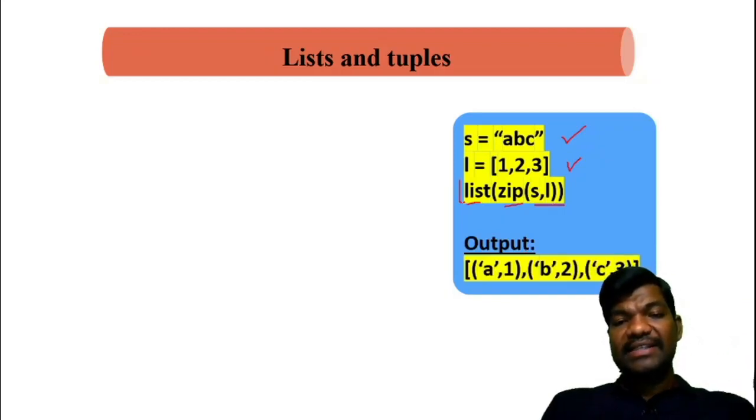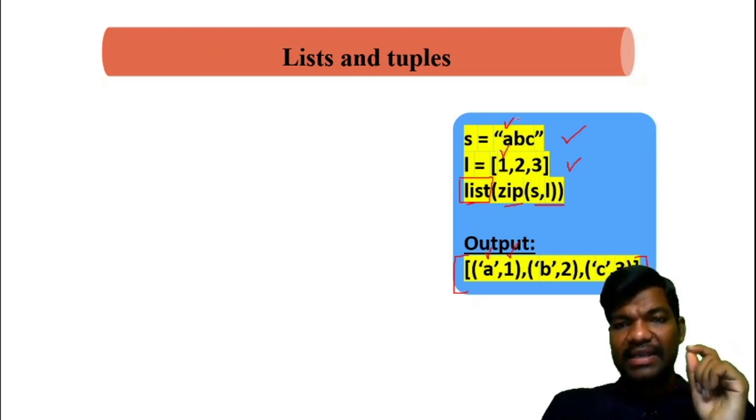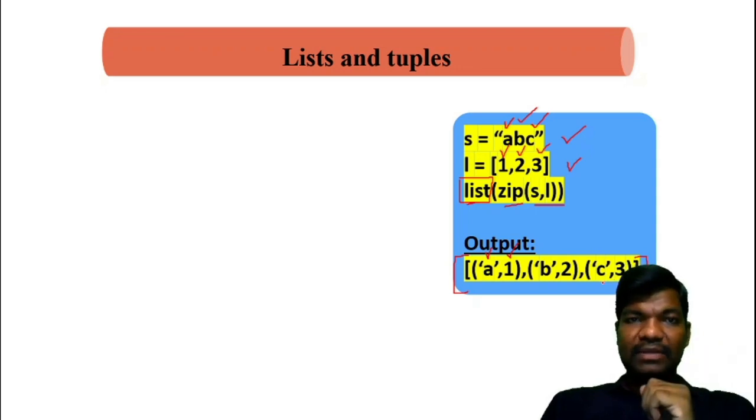So you are finding the list, right? That's why it must be in square brackets. Zip of S comma L. That means what is the first letter in S? A. What is the first item in the list? 1. A comma 1 is a tuple. Similarly, the second element is another tuple, and the third elements another tuple. Like that, string and list are combined.